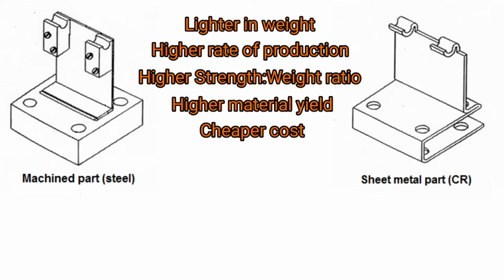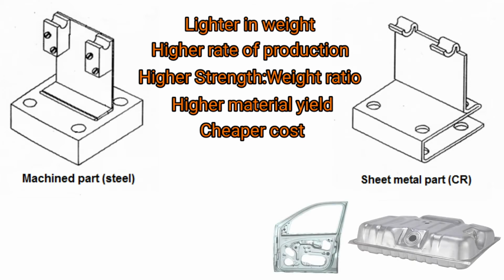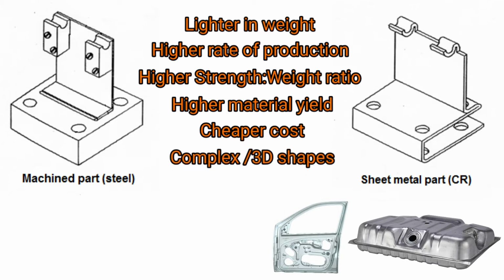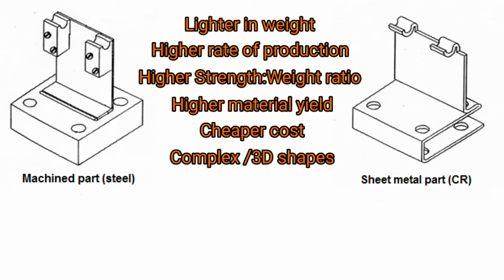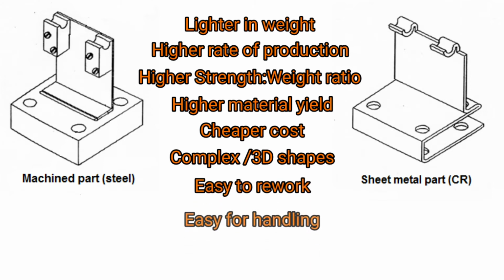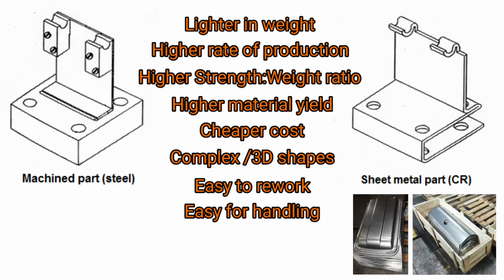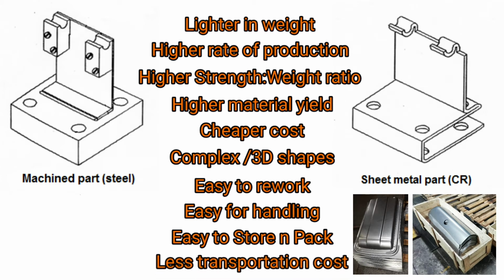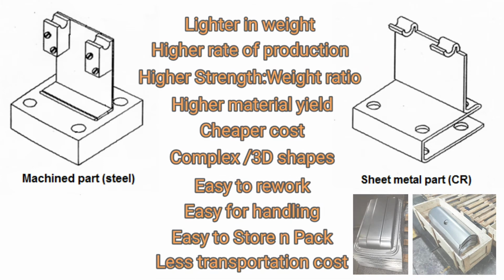Sheet metal is ductile and has good material flow properties. Therefore, very complex 3D shapes can be formed. In case of any deviation in the form, the rework is much easier. Due to lighter weight, they are easy to handle. As you are aware, most of the sheet metal parts can be stacked one over the other. Hence, they take less space for storage and packaging. Due to this, the transportation cost is also less.